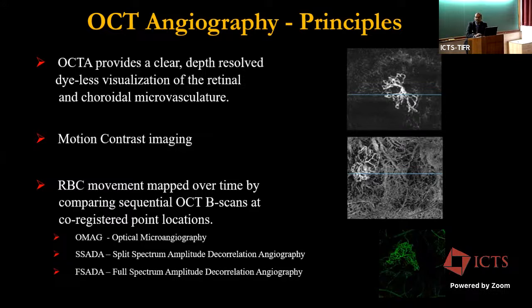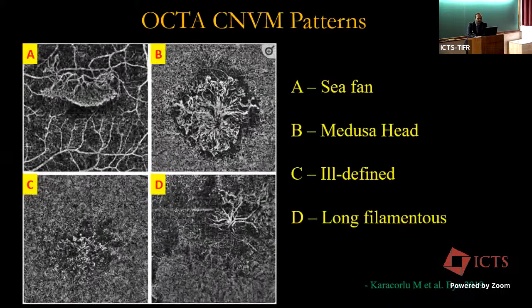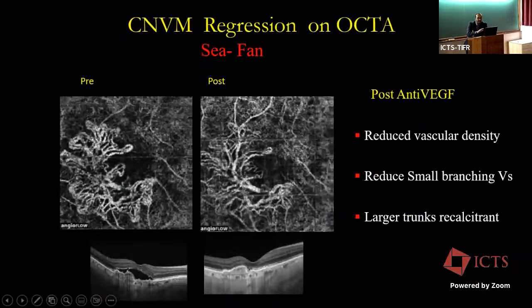And this is based on the principle of motion contrast imaging. Basically, the laser maps the RBC movement over time by comparing sequential OCT B scans at registered point locations. And there are different algorithms; I won't go into them. So these are the patterns that you can see: a C-fan pattern, a Medusa head pattern, ill-defined patterns, or long filamentous patterns. And these are great for, again, AI tools.